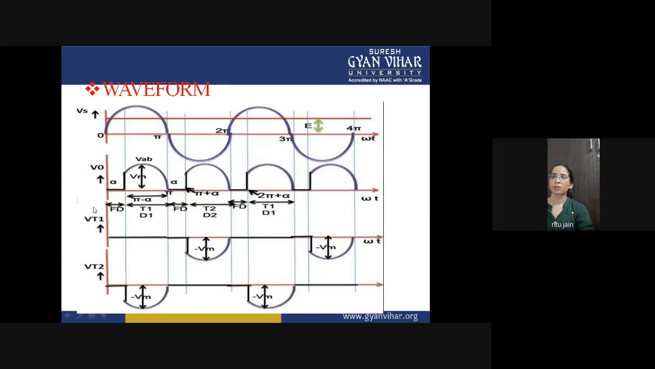The voltage across thyristor T1 will be 0 because at this particular time, thyristor T1 is conducting, and when T2 is conducting, the voltage drop across thyristor T1 will be minus Vm. When VT2 is conducting, the voltage drop across this SCR will be 0 because the freewheeling diode is in conduction mode. At this particular point, T1 is conducting, and that's why the voltage across this SCR is 0.